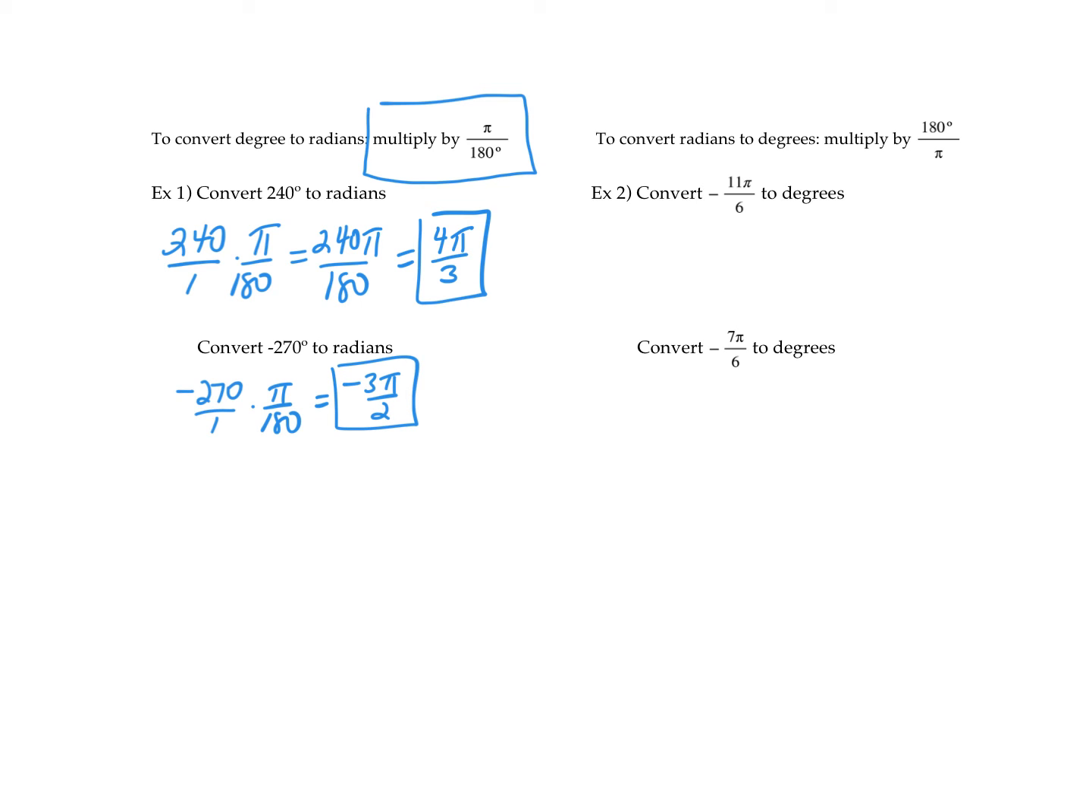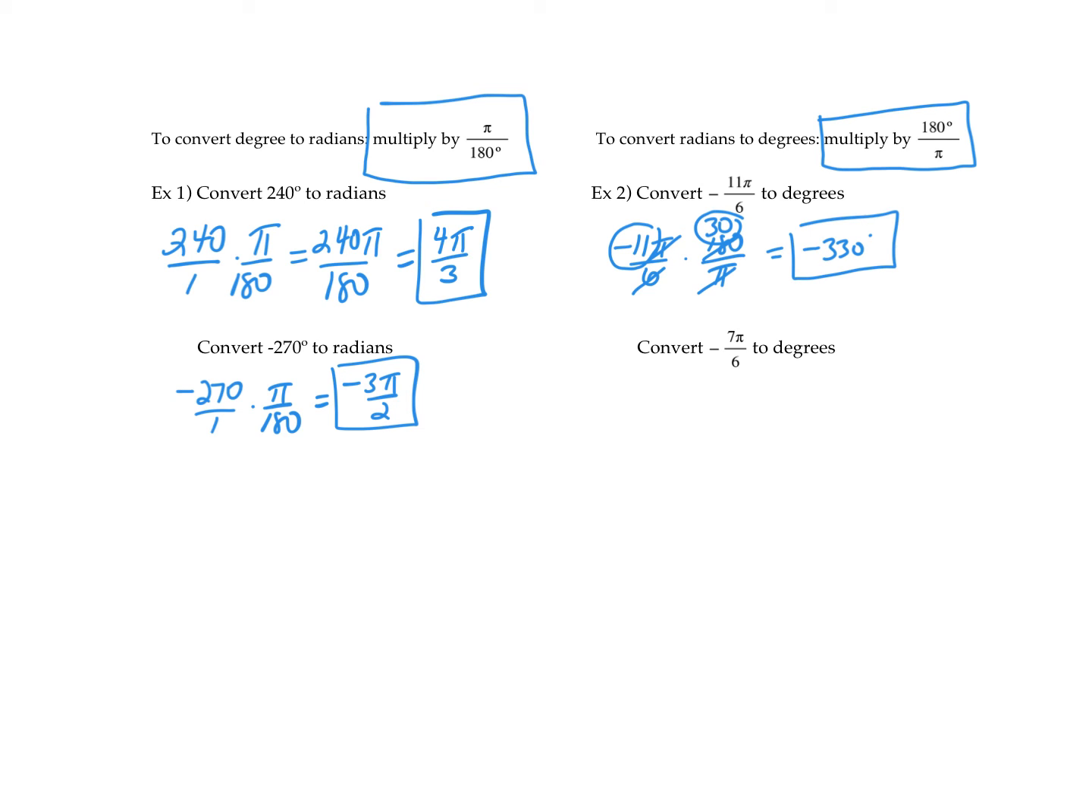Right. If we're converting from radians to degrees, we multiply by the reciprocal, 180 over pi. So we're going to take negative 11 pi over 6, and we're going to multiply it by 180 over pi. Those pi's would divide out, and then 6 goes into 180 30 times. So we have to take negative 11 times 30, which will give us negative 330 degrees.